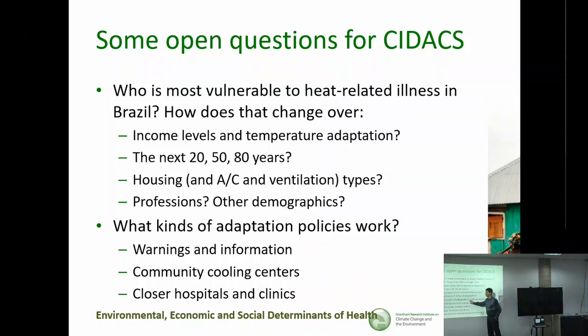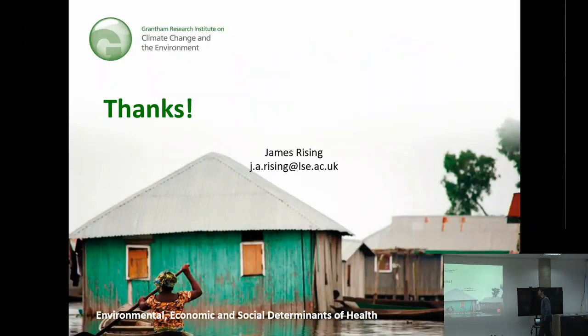What kind of adaptation policies actually work? Is it effective to provide warnings or additional information? In the future, as temperatures increase, we're going to have to start thinking about providing new ways for people to get indoors and cool down, or helping people get to hospitals and clinics. And so how can we look at the potential of some of these adaptation policies before we need them? And that is what I have to say.